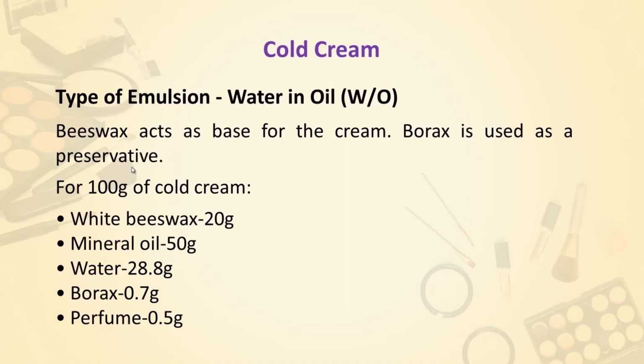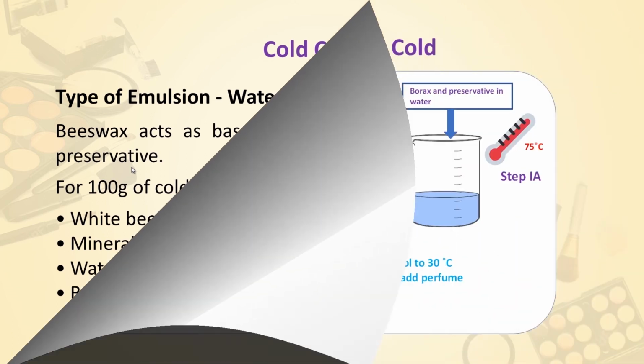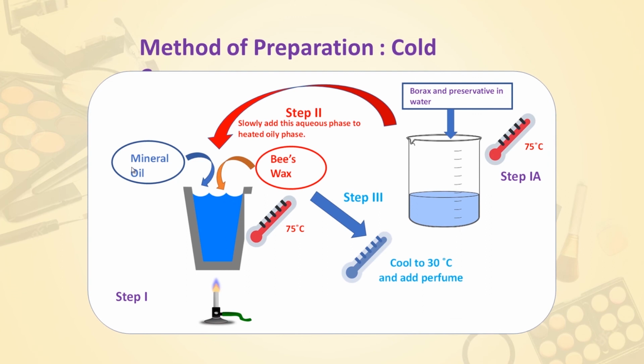Let us take an example of cold cream. As I told you, it is a water in oil type of emulsion, and beeswax is normally used as a base for the cream, and borax is used as a preservative. So, this is the formula of cold cream, and let us see the procedure of formation.